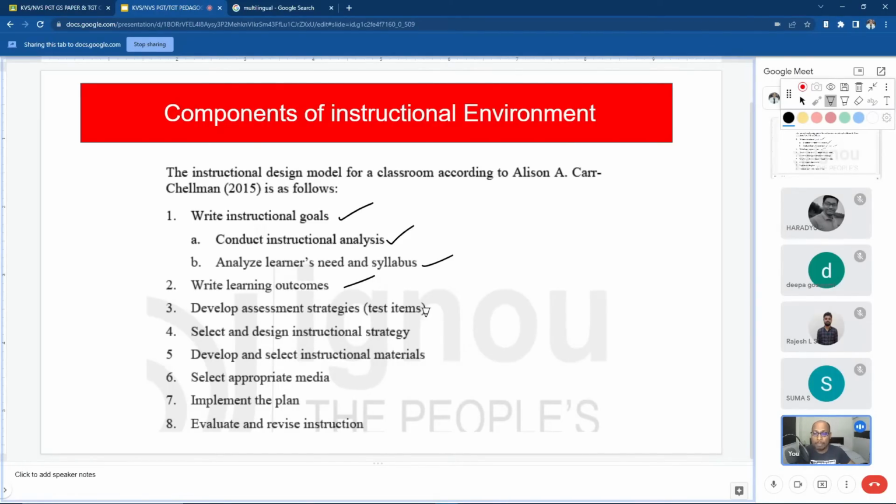Then develop assessment strategies. So questions, what type of questions are you going to write? Open-ended questions, closed questions, MCQ questions, descriptive questions, and other types of questions which check the background information. So different types of strategies we have to adopt. Select and design instructional strategy. Develop and select instructional materials. Select appropriate media, what you are going to show in the classroom. Implement the plan. Evaluate and revise the instructions. So these are the parts of the instructional design model for a classroom.